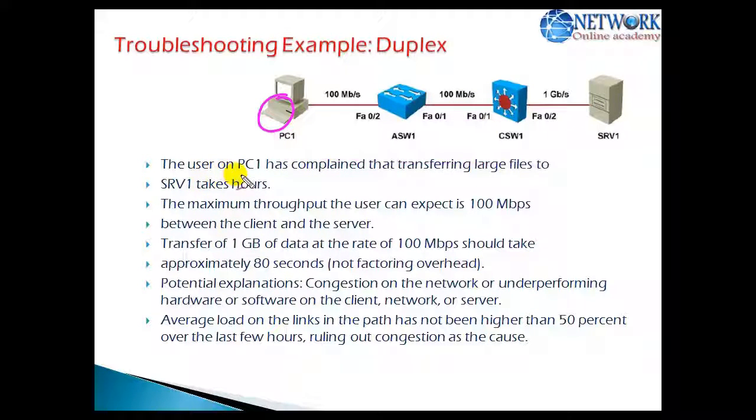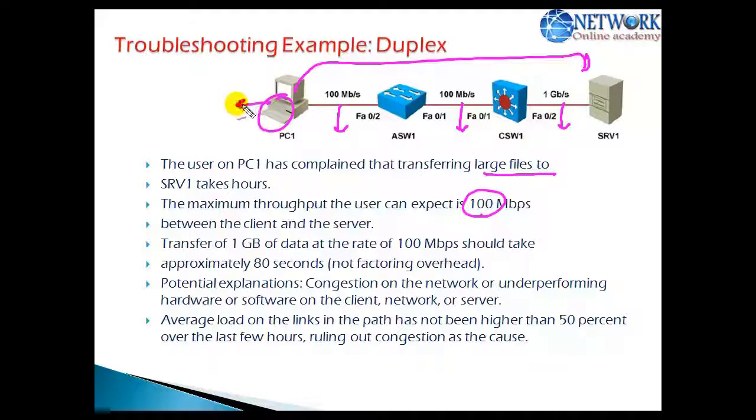When he's trying to do that, the user PC1 has been transferring very large files from here to here, and the maximum throughput is 100 Mbps because this port is 100 Mbps, and the other is 1 gig. So easily he can send 100 Mbps of data within the LAN. Now what we want is to make sure that the transfer of 1 GB of information at the rate of 100 Mbps will not take more than 80 seconds.